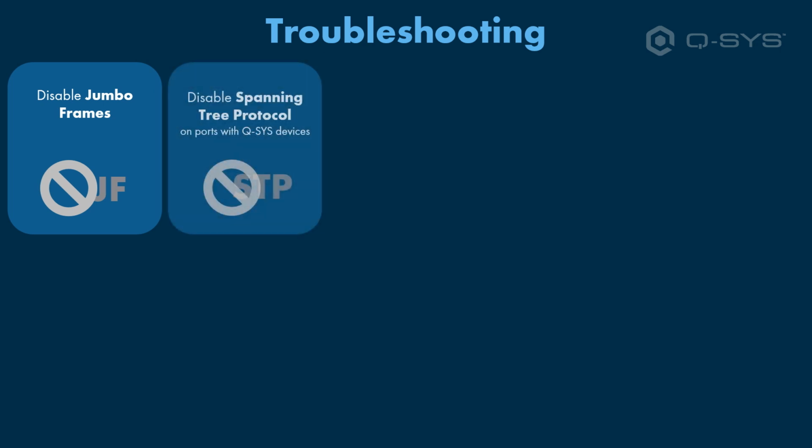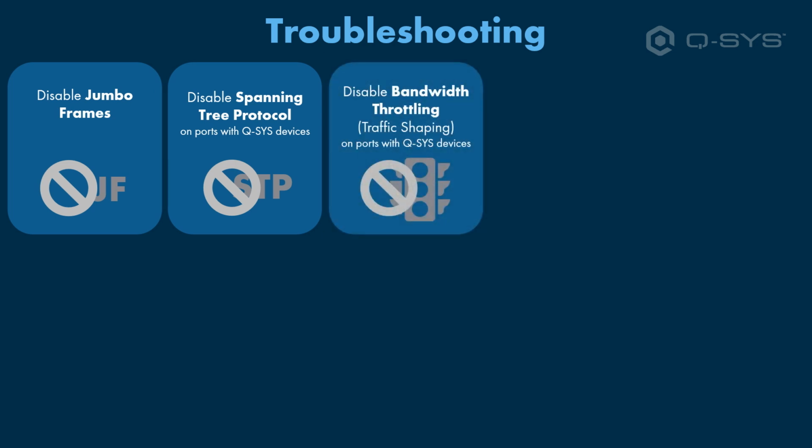Also, disabling spanning tree protocol, STP, on ports with Q-SYS devices. There are certainly reasons to have and remain STP on for other devices and on the trunk connection as well, but for your Q-SYS devices, those ports should probably have STP disabled. Similarly, we want to disable bandwidth throttling. We don't want the switches to be managing the speed of our traffic. We want to manage that ourselves.